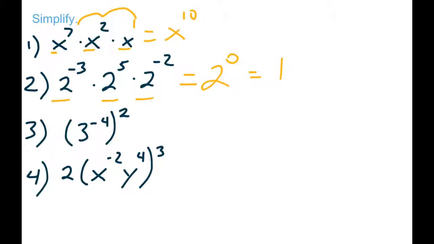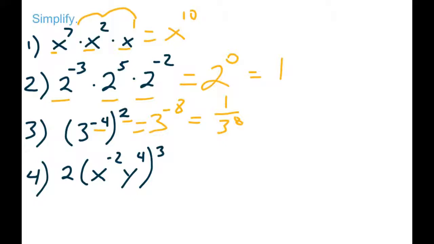Number 3, I have everything in the parentheses that goes to the second power outside the parentheses. And when I have a power raised to another power, the base stays the same, and I multiply the two exponents. So I get 3 to the negative 8th, and I never leave my answer with a negative exponent. That would be 1 over 3 to the 8th. Okay. Now I could also go one more step, figure out what 3 to the 8th is, but I'm just going to leave it like that for now.